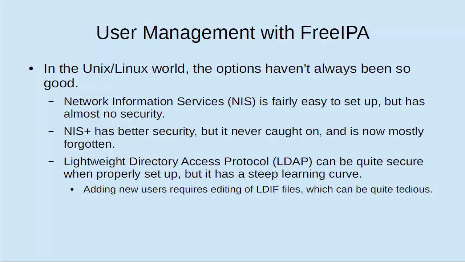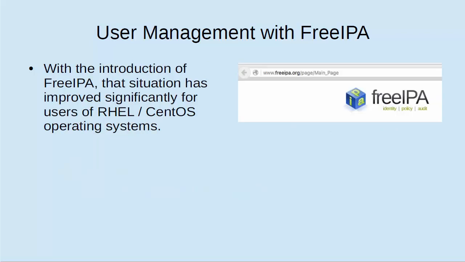And then there's the Lightweight Directory Access Protocol, or LDAP. It can be quite secure if set up correctly, but it has a steep learning curve, and adding new users requires editing what we call LDIF files, which can be quite tedious. But with the introduction of FreeIPA, that situation has improved significantly for users of Red Hat Enterprise and CentOS operating systems.